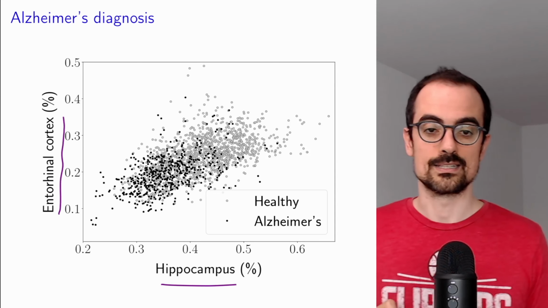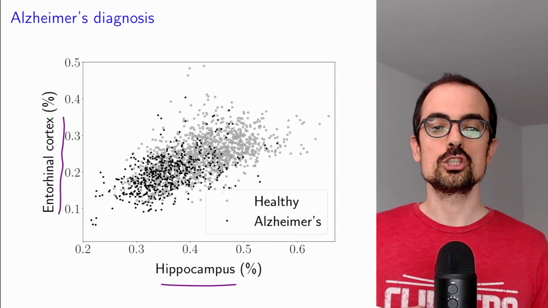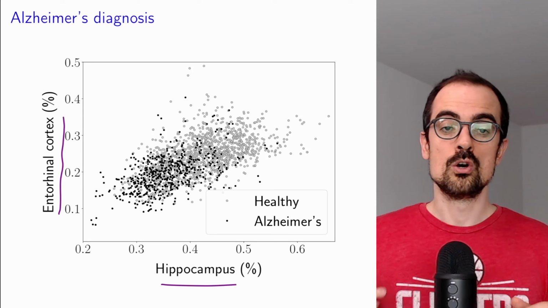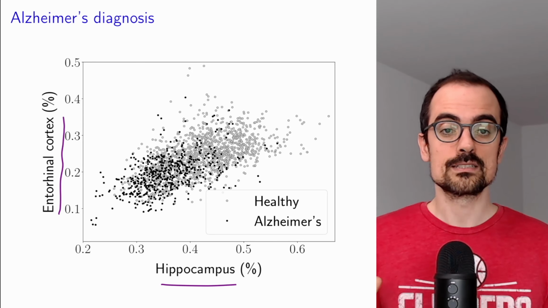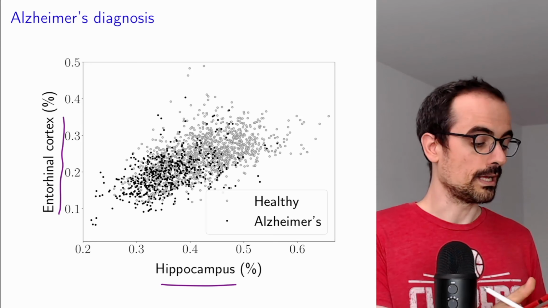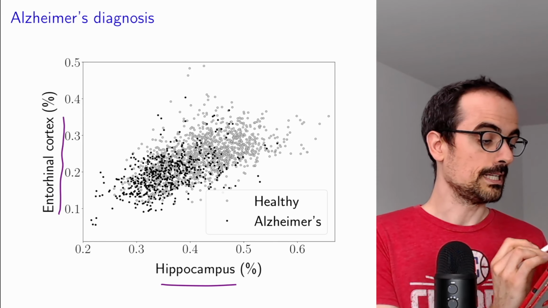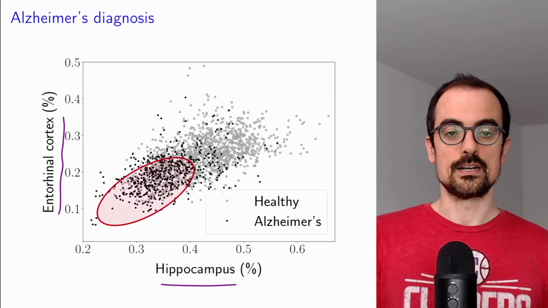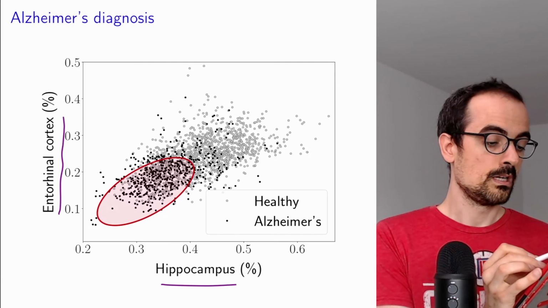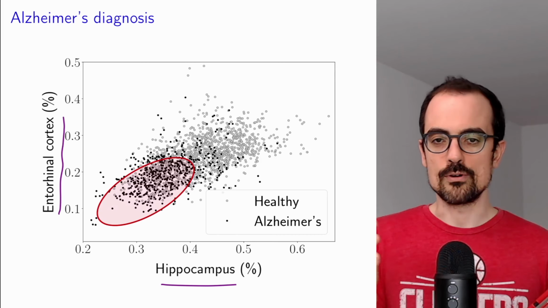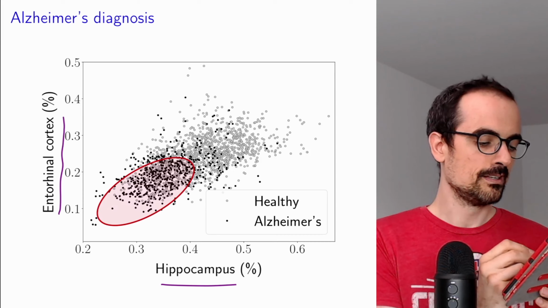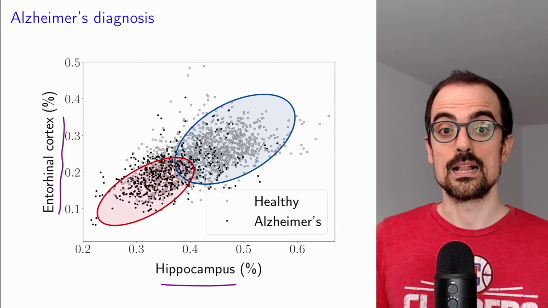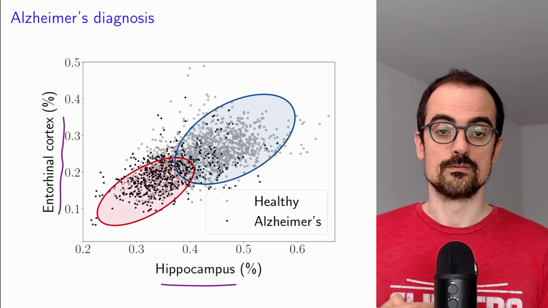associated with Alzheimer's. This is a scatter plot of the hippocampus and entorhinal cortex volumes of a cohort of subjects. In black, we have indicated the subjects that have Alzheimer's, and you can see that in general, their volumes are smaller. And in grayish, whitish gray, we have represented the subjects that are healthy, which in general have larger volumes.